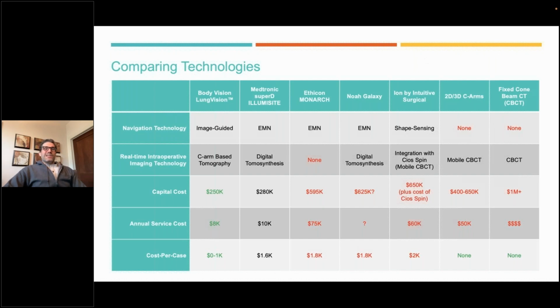And again, the cost of the platform is substantially less. The capital cost is less, the service cost is less, and the cost per case is substantially less. If you use the kit, the kit's less than $1,000. If you don't use the kit, the cost per case goes down to zero. So it's a very cost-effective and accurate system that has, again, been a main player in me being able to build my nodule program at a community hospital.